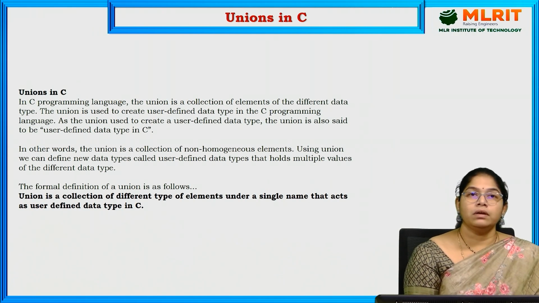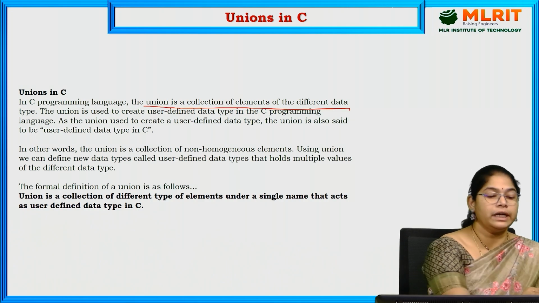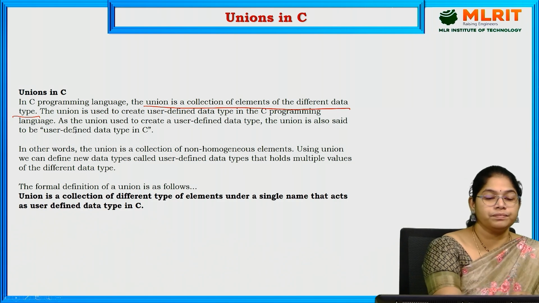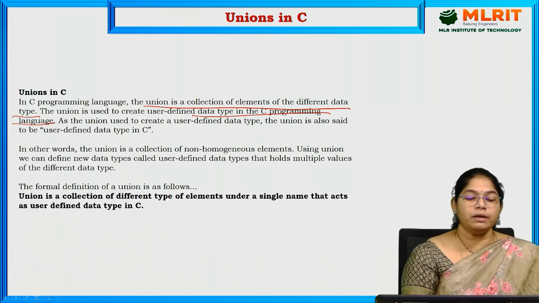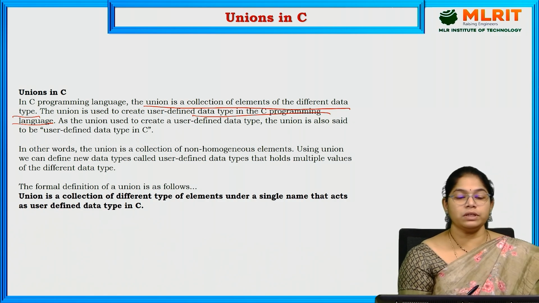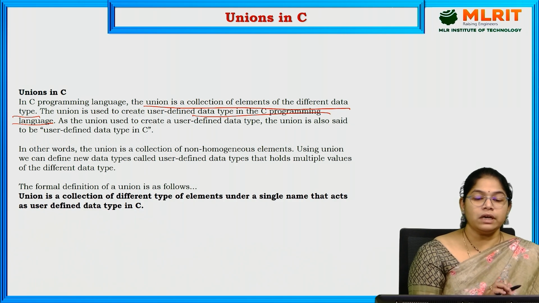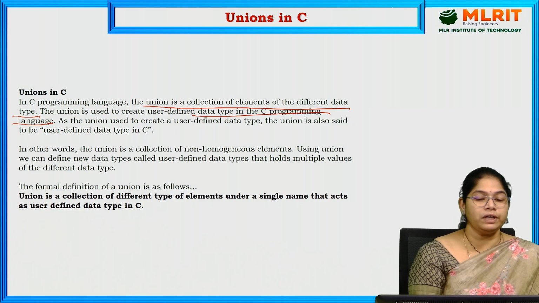What is a union? In the C programming language, a union is a collection of elements of different data types. The union is used to create a user-defined data type. Like a structure, it is a collection of elements of different data types. What is a structure? A structure is a collection of elements of different data types, so it can store heterogeneous elements. In the same way, a union also stores a collection of elements of different data types.